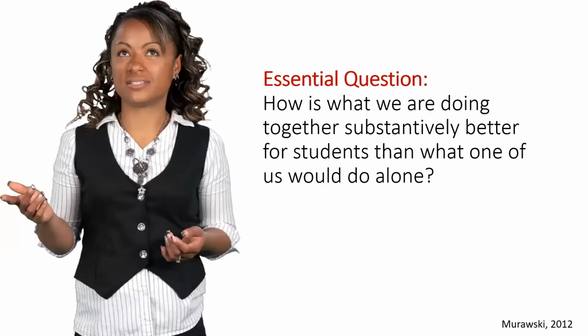Lisa Murawski, who's done a lot of writing on co-teaching, posed this question in one of her articles that I read: How is what we are doing together substantively better for students than what one of us could do alone? And that's the key. Marilyn Friend talks about that too, saying a co-taught classroom is a $100,000 classroom. What's different than a classroom that's being taught by one teacher? There should be some type of difference, and co-planning is a key part of that process.